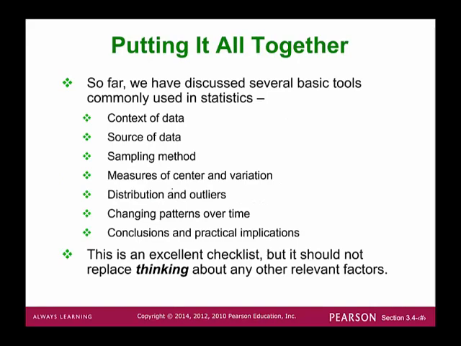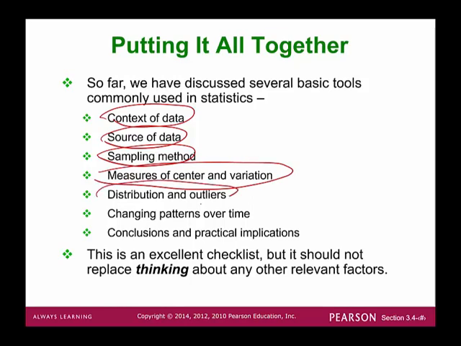So far, up to Chapter 3, we're learning context of data, source of data, sampling methods, measures of center, variations, distribution, outliers, and changing patterns over time. We also have learned some conclusions and practical implications about the data values.